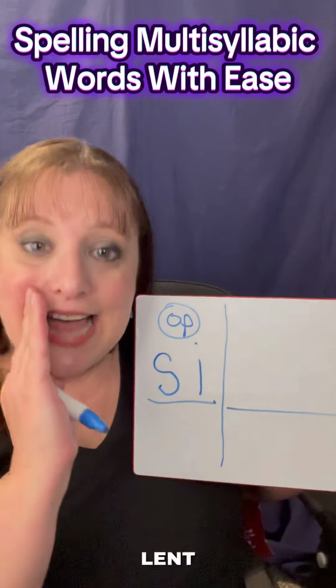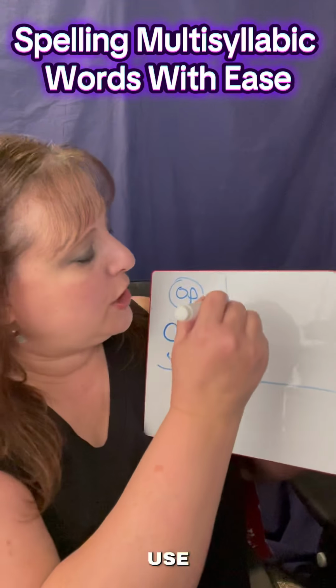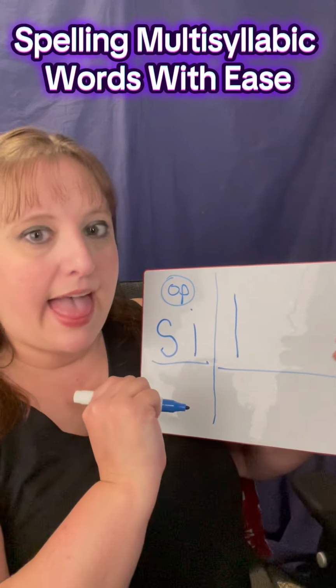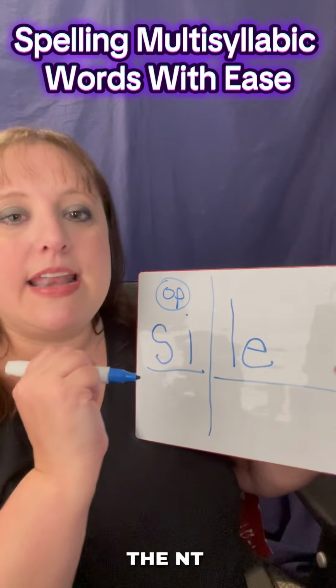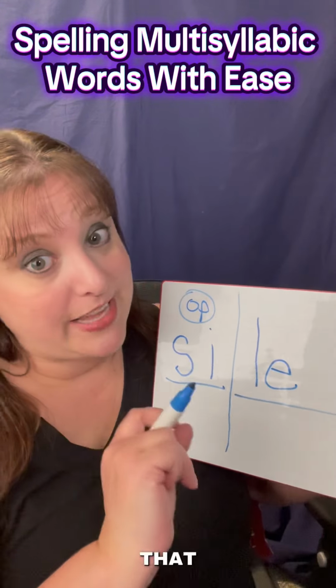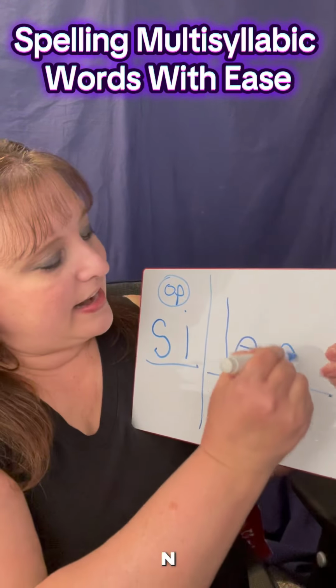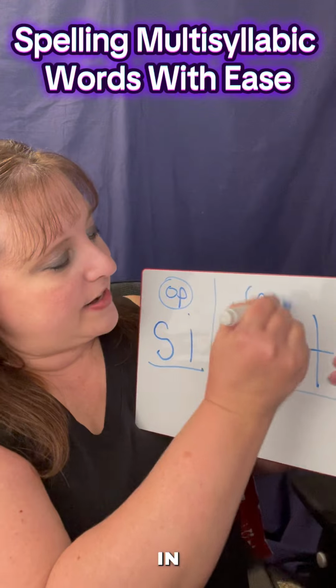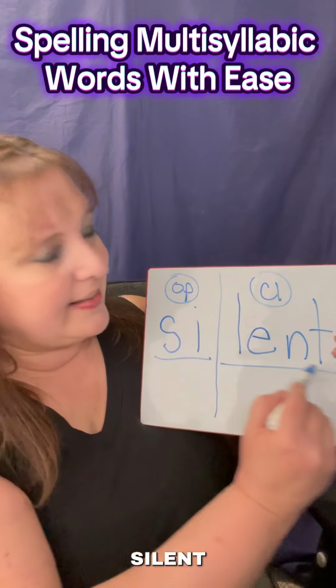Silent, lent. Ooh, what do you hear? I tell them to use their ears. Ooh, eh, that's the E. Nt. I usually teach that as a blend. Nt, N-T. That's closed in, eh, silent.